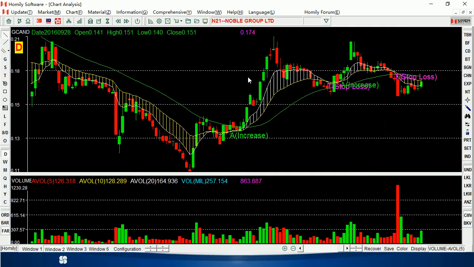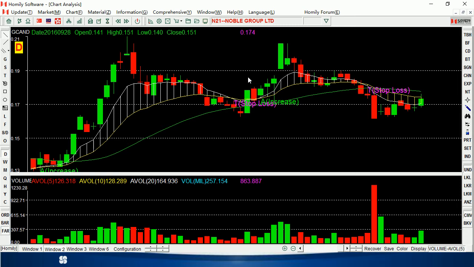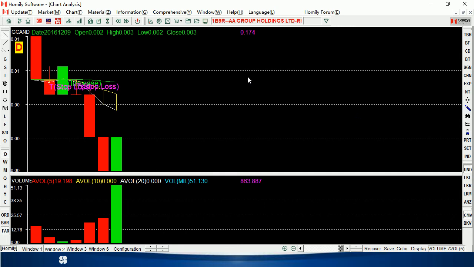Good or not? We can see the green line is down or flat. It's down, right? Okay, so it tells us: can buy or not? Wait and see, because the medium term trend is still not good. Okay, so let's see the next one. This one is a new stock, right?